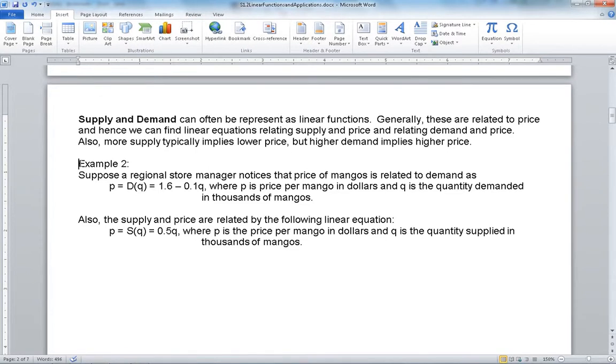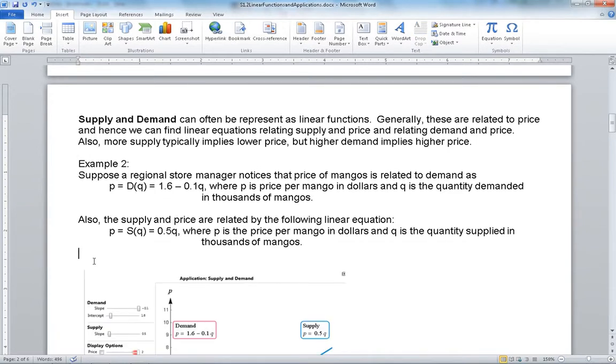Also, the supply and price are related by this second equation, where the price is a function S of Q, S just for supply, and it's 0.5 Q, or 1/2 of Q. And again, price is denoted as P and is the price per mango in dollars, and Q is the quantity supplied in thousands of mangoes.